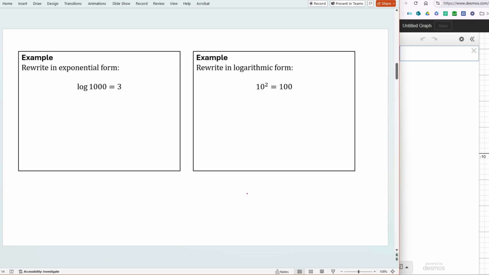So let's practice rewriting this in exponential form. We have the log of 1,000 equals 3. Remember, the log of 1,000 means the log base 10, so we can rewrite in exponential form as 10 to the 3 is equal to 1,000. We can also go the other direction and rewrite an exponential equation that has a base of 10 in logarithmic form, right? We can rewrite this as the log of 100 is equal to 2, because remember, that's basically saying the log base 10 of 100 equals 2, right? If we rewrite that as an exponential function, we can write 10 to the 2 equals 100.